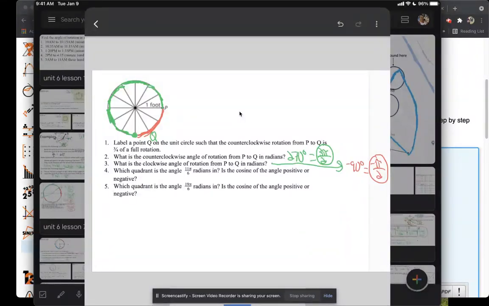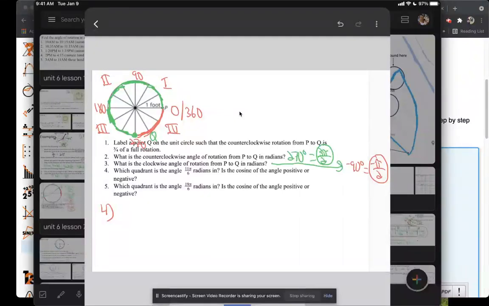Okay. Numbers 4 and 5, I'll do those down here. Number 4, which quadrant is angle 11 pi over 6 radians in? Is the cosine of the angle positive or negative? Before we answer, remember this is 0, 90, 180, 270, and 360 in degrees. And for quadrants, this is quadrant 1, quadrant 2, quadrant 3, and quadrant 4.